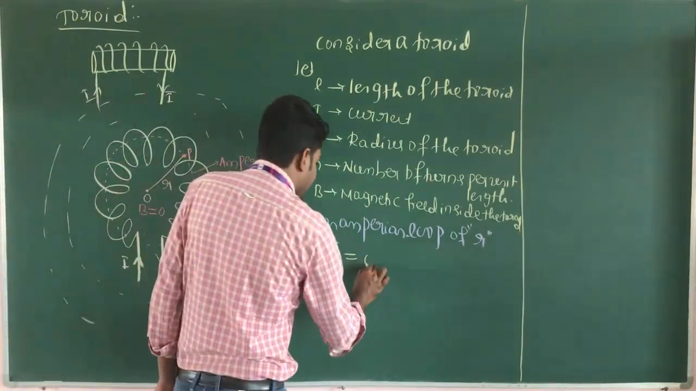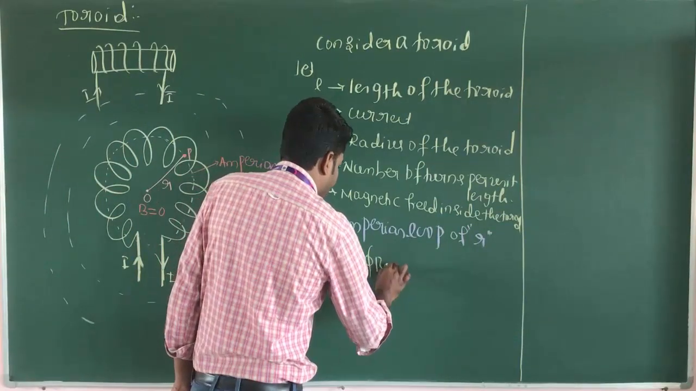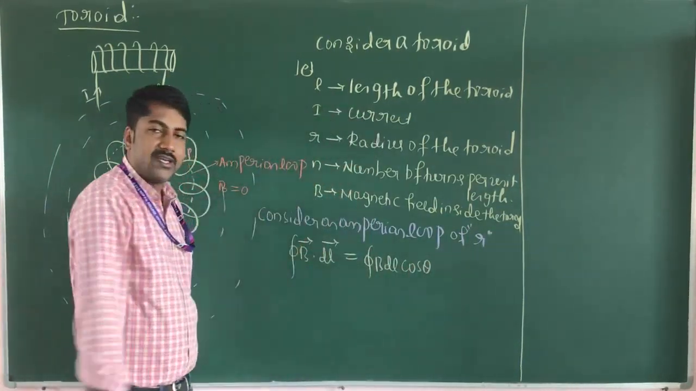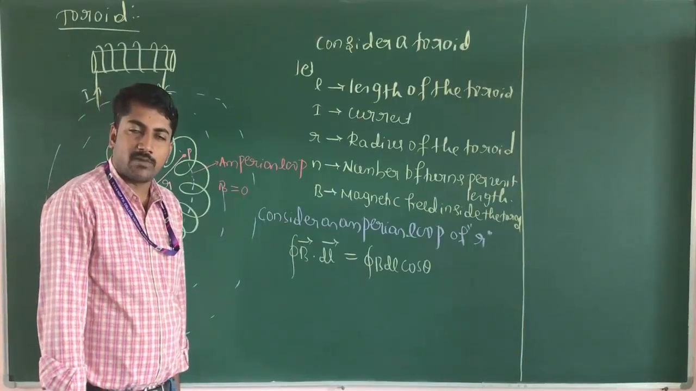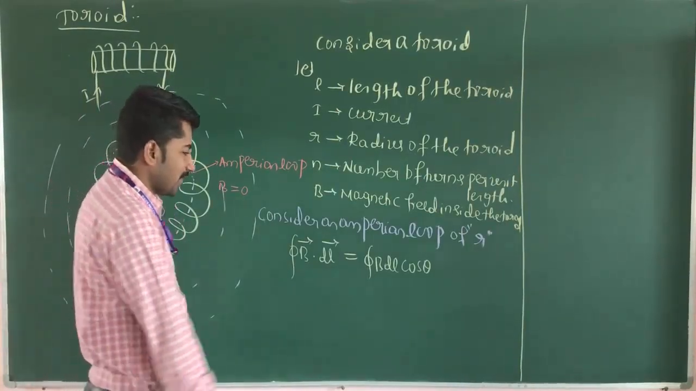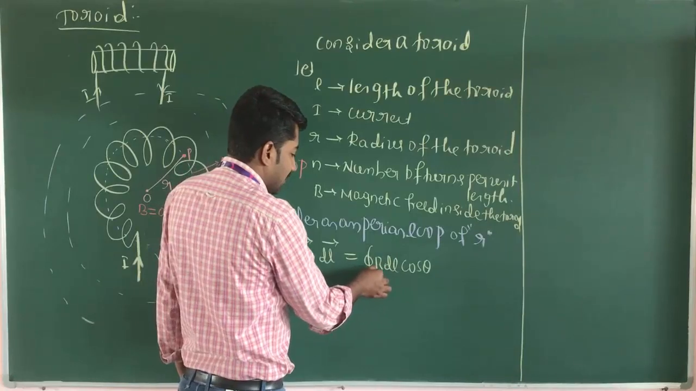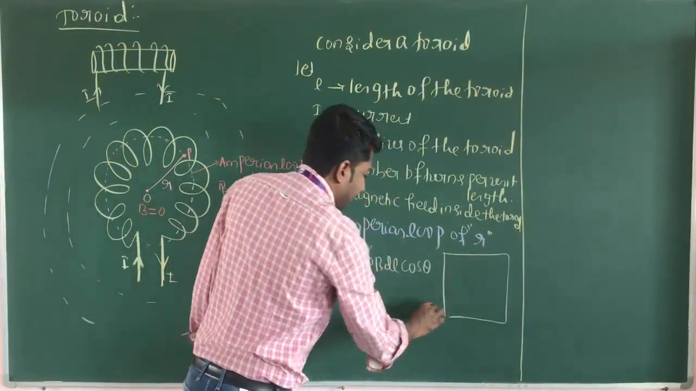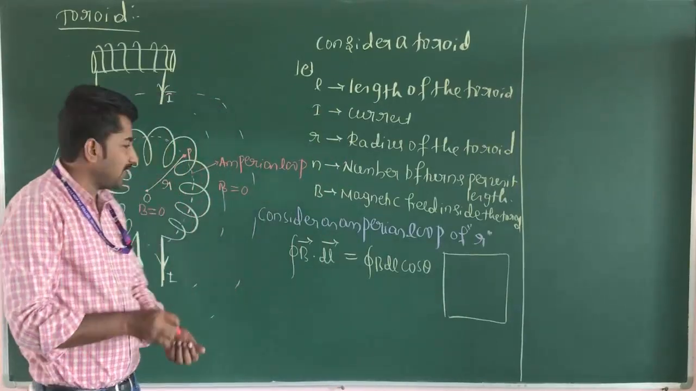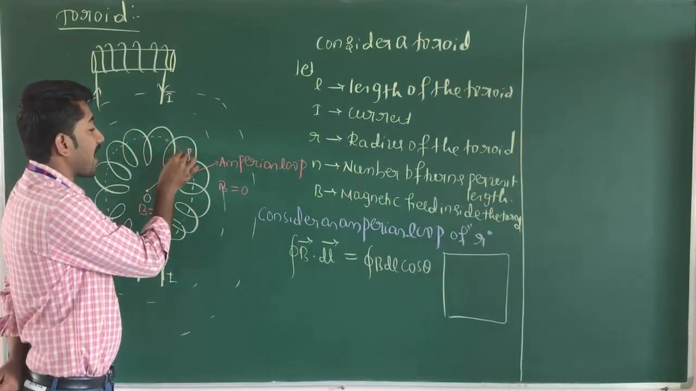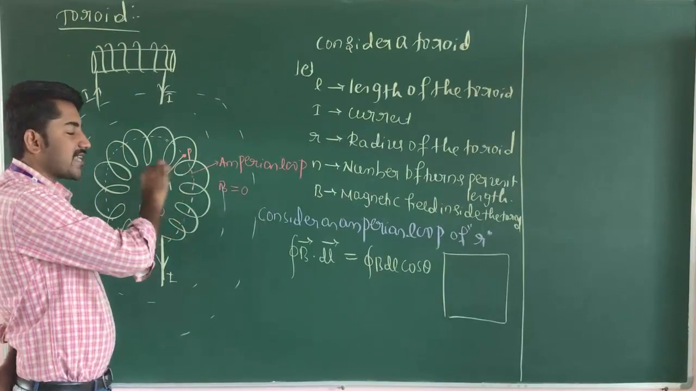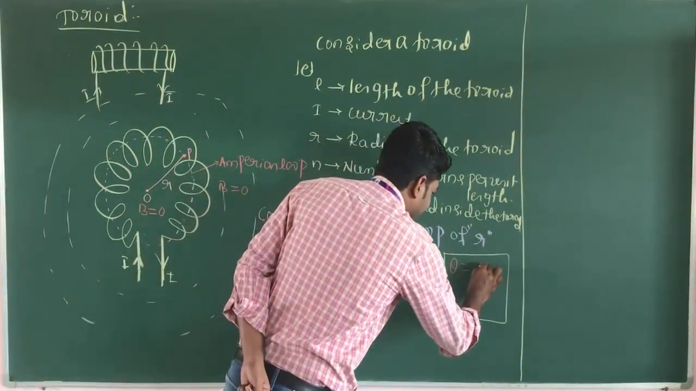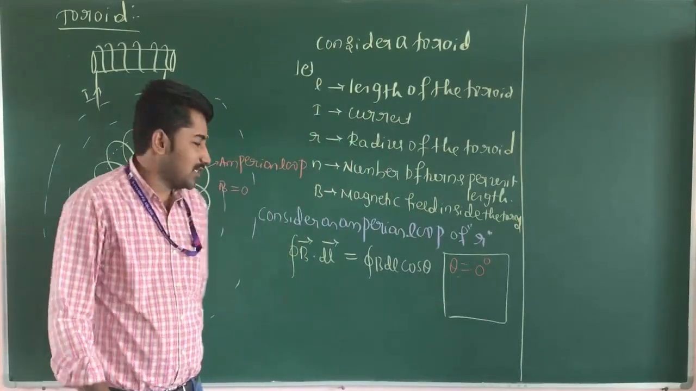Then I write this equation: the line integral of B dl cos theta. It is in the form of A dot B; vector A dot vector B is equal to AB cos theta. There is no angle between the current element and magnetic field everywhere on this Amperian loop, so theta is equal to 0 degrees.